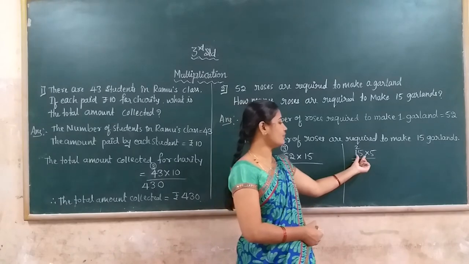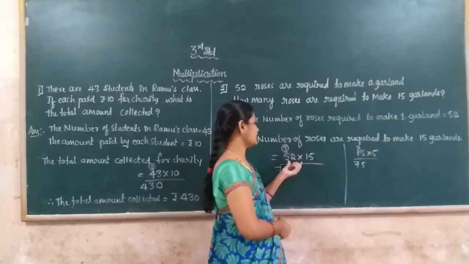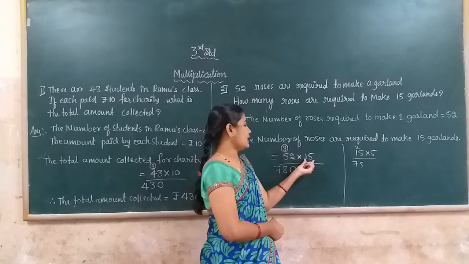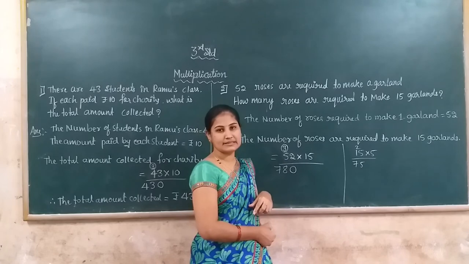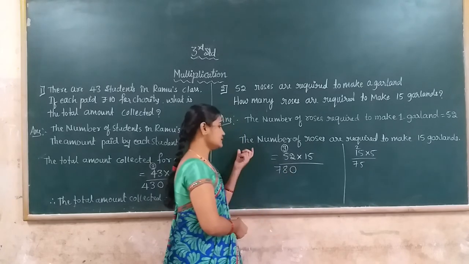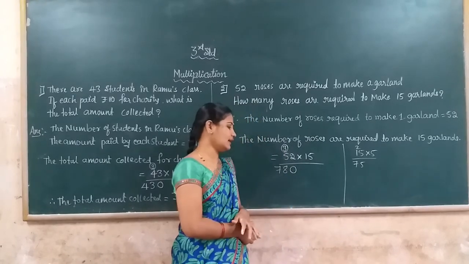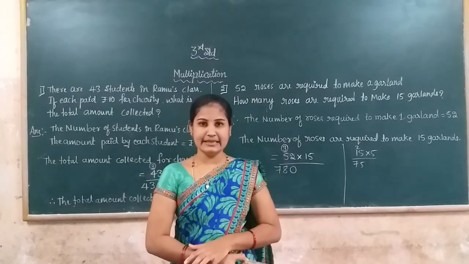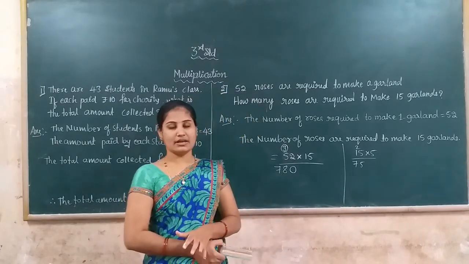So 15 into 5 is 75. You write 75 here already. 75 plus 3 is 78. Therefore, dear students, the number of roses required to make 15 garlands is 780 roses.